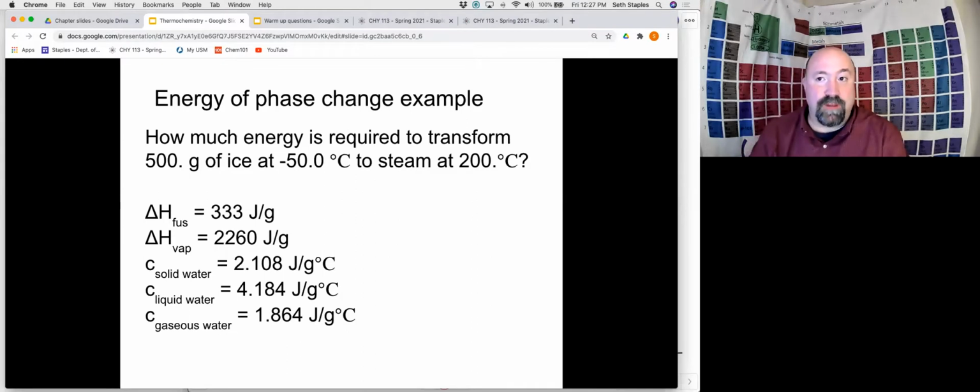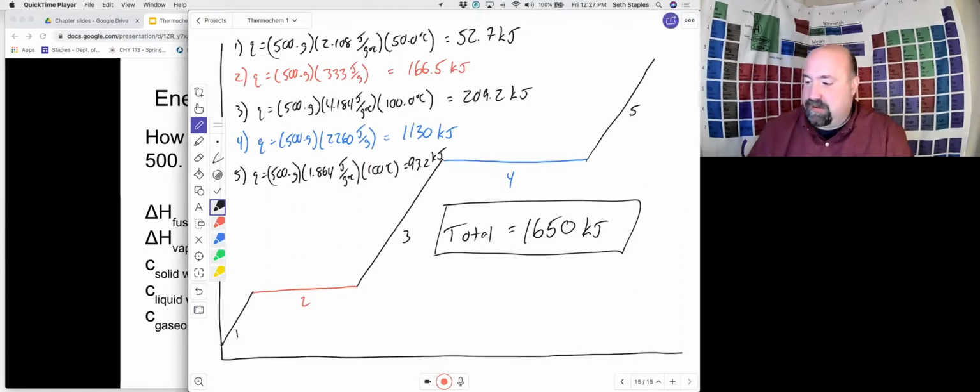Okay, hopefully you were able to come up with the answer. Let me just show you here what I've worked out for it. I showed you the curve again as well, so you can see what's going on. Here in 1, we're going from -50 degrees C to 0 degrees C. So we're going to use Q equals MC delta T using our correct C value, which was for solid water. I converted these to kilojoules as I went because the numbers start to get pretty big. For 2, as we're melting the ice, we're using Q equals our mass times our heat of fusion. So there's the energy associated with that.